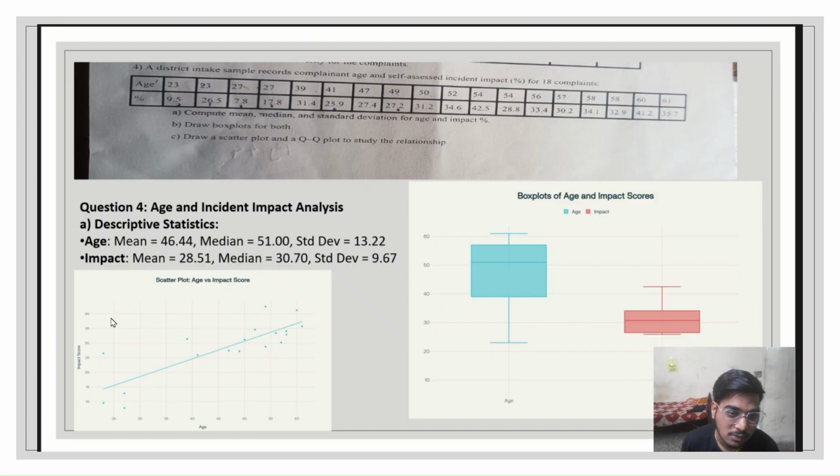So we will draw a scatter plot for age versus impact score, and we can plot each of these points, that is impact score versus age. We will plot the points and we can get inferences from the givens. Similarly, we will draw a box plot of age and impact score. Here it is. For age, we have represented the box plot by this blue box plot, and this red box plot represents the impact scores of the given complaint age.